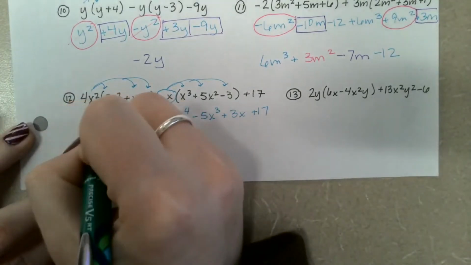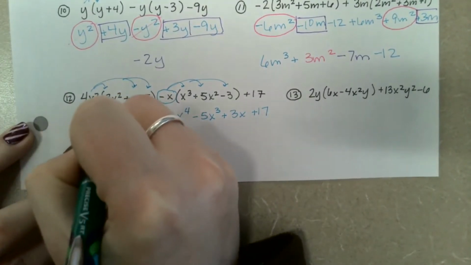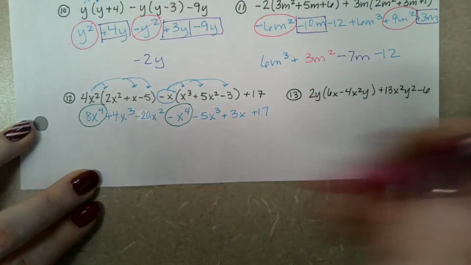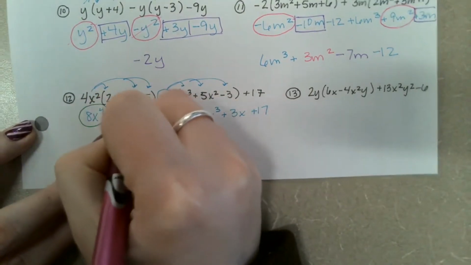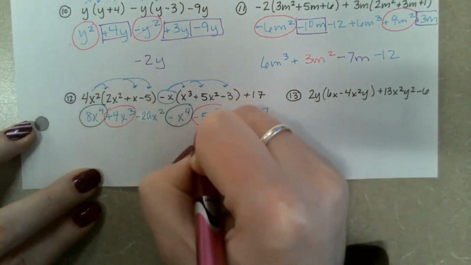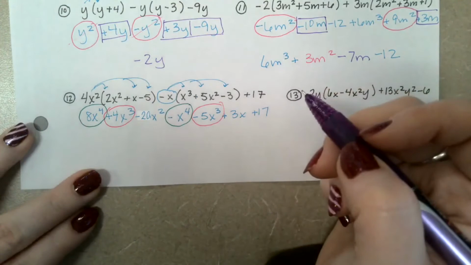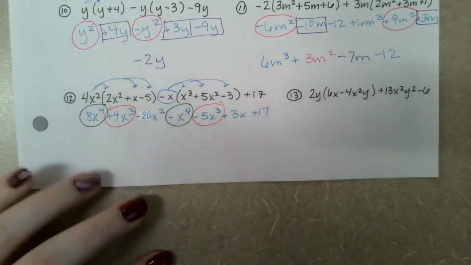So we've got our x to the 4th, so we can put those together. Notice that minus comes with it. We get our x cubes that go together. Again, the minus comes with the 5. We get just our x's. Oh, and actually everything else is on its own.